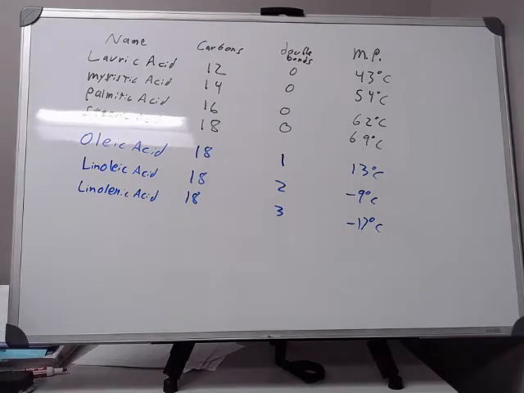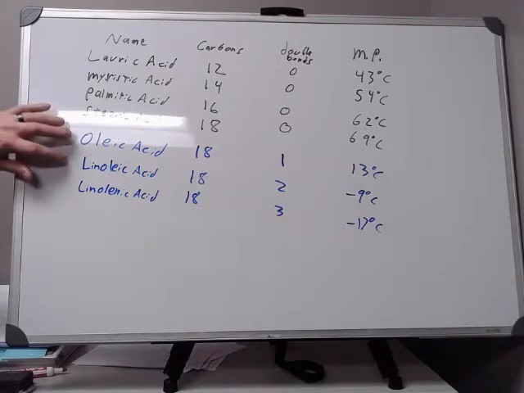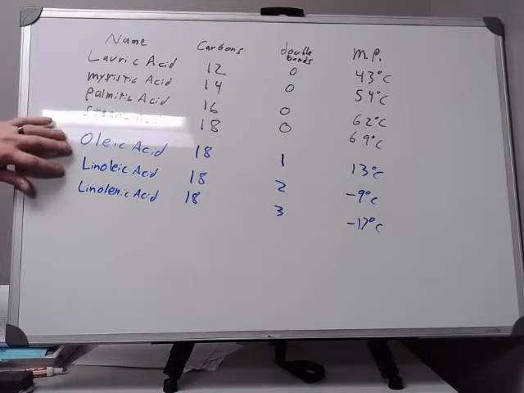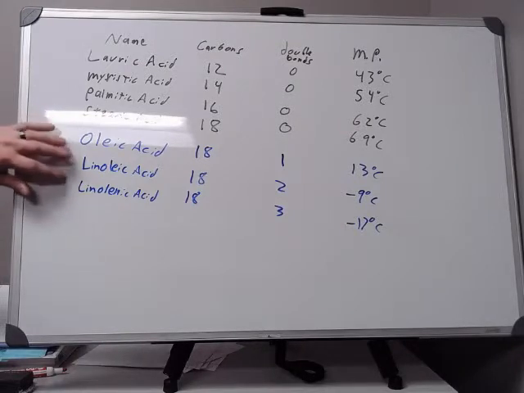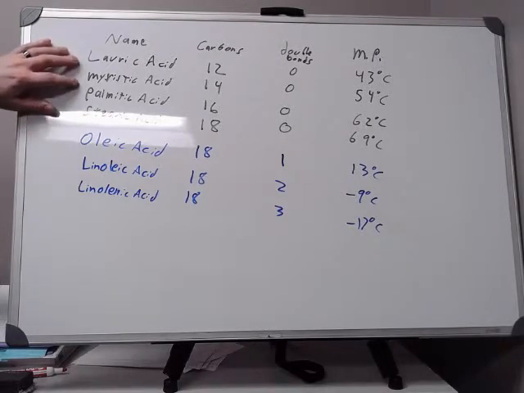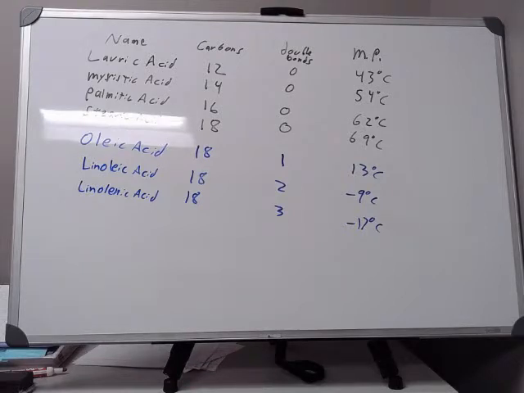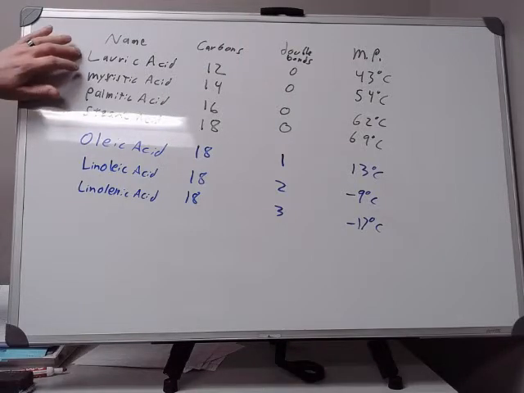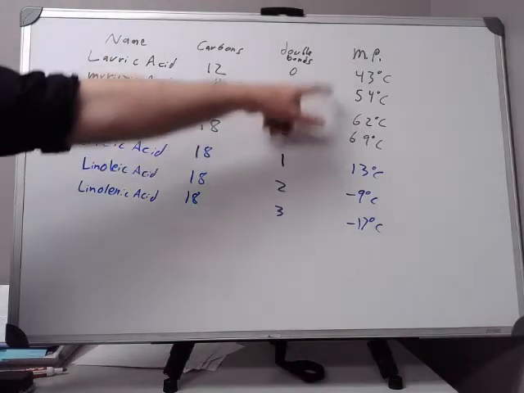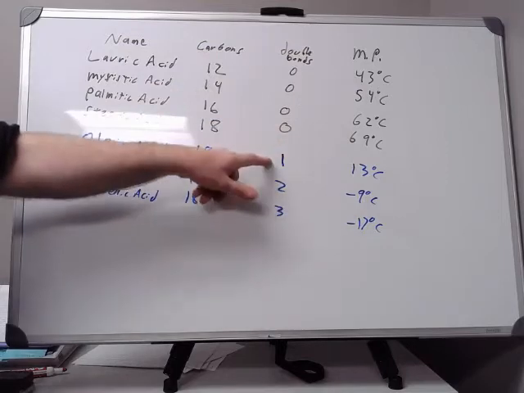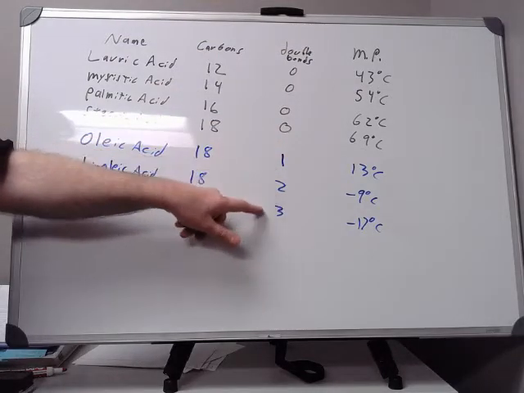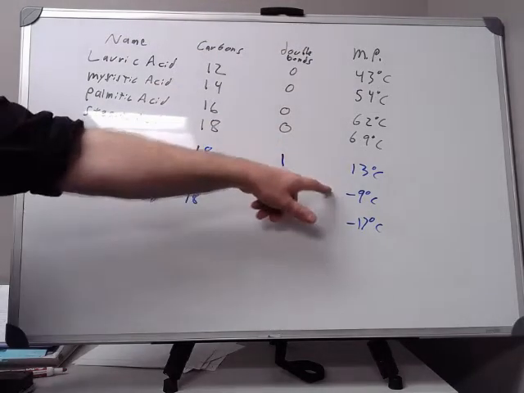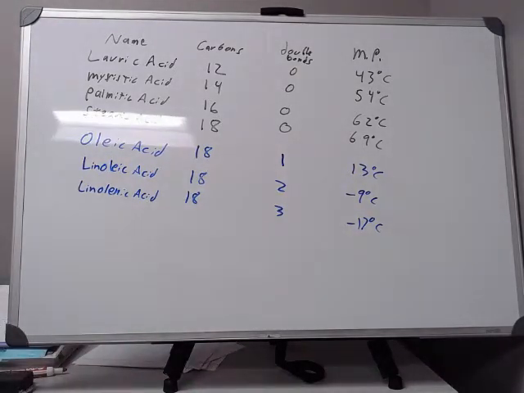And so the melting points for our unsaturated fatty acids are much, much lower than they are for the saturated fatty acids. Even though oleic acid is a much larger fatty acid than lauric acid, it has a much lower melting point just because of this one double bond. And as we increase the number of double bonds, we push that melting point even further down.